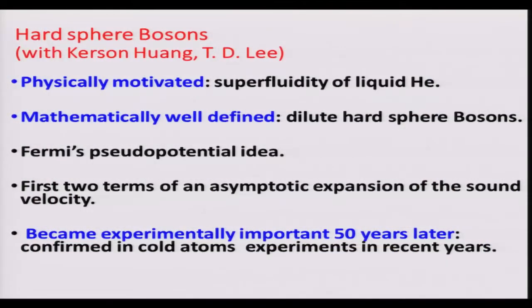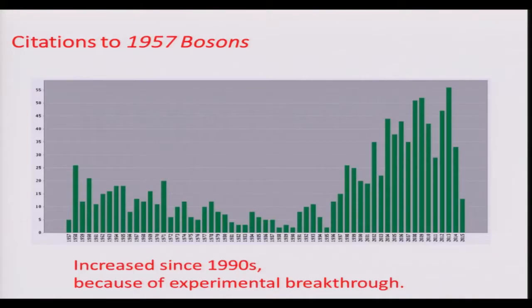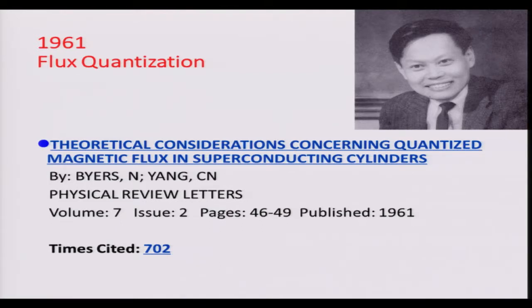Remarkably, in more recent years, actually 50 years after the work, it became experimentally very important, because these systems were studied in cold atom experiments. So this is the citation record for this paper. There is some peak shortly after their publication, but it decayed, and then starting in 1990 it started increasing again, because of experimental breakthroughs, of course. Then in 1961, Professor Yang published a paper on the flux quantization of superconductors.